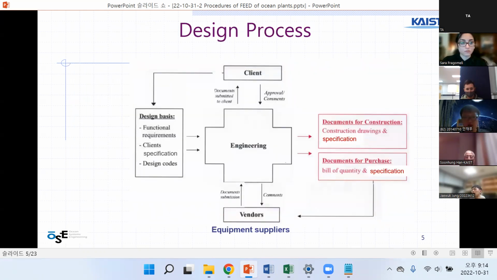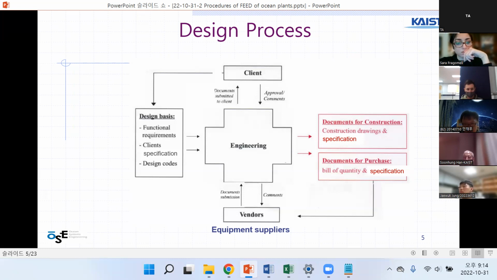In the design process, we are more focused on engineering in the center. Engineers need to talk with the client, who is usually the oil major and customer. The design basis, or design requirement, is the starting point given by the client, so that can be the input to the engineering. The output coming from the engineering work should be construction documents, usually the drawings.